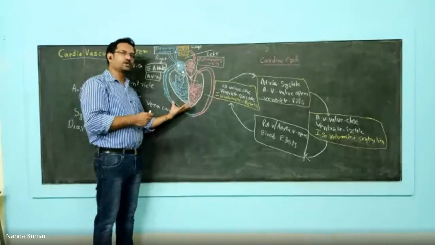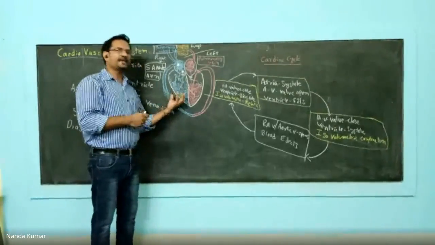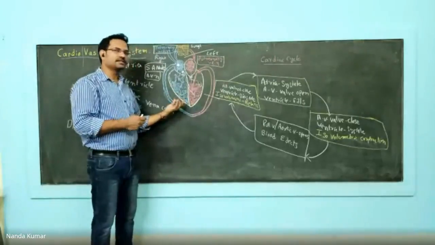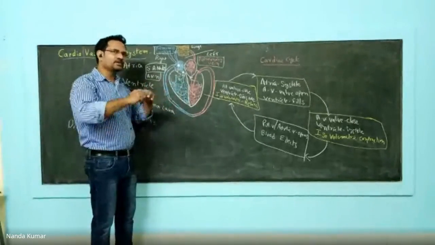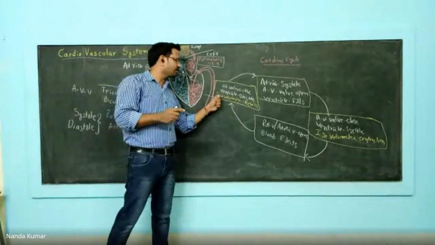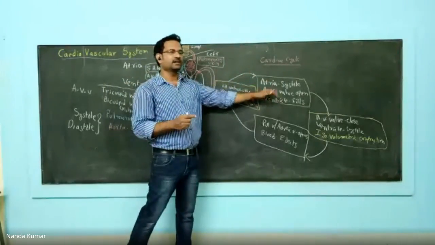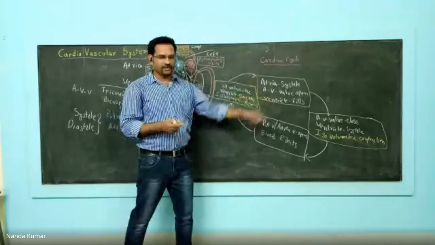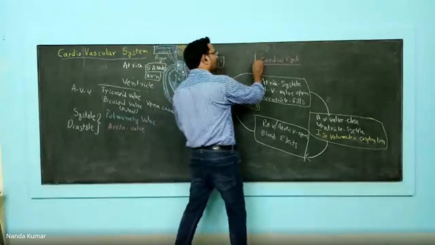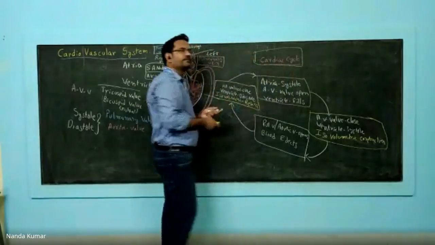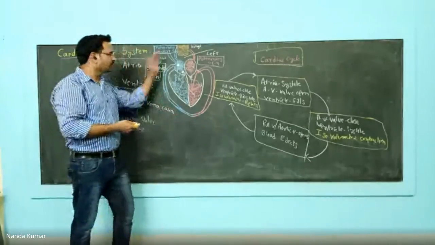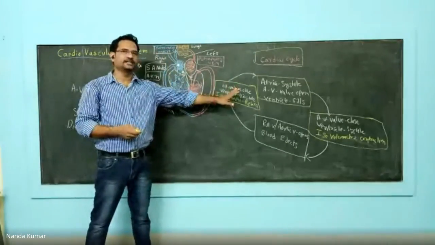Then the ventricle will undergo diastole, relaxation. When the ventricle is under relaxation, blood cannot go anywhere because all the valves are closed. This phase is known as isovolumetric relaxation. After that, again, atrial systole occurs. This is how the heart works, and this is known as the cardiac cycle. A very simple thing. When you understand how the circulation goes on, you can easily get this.